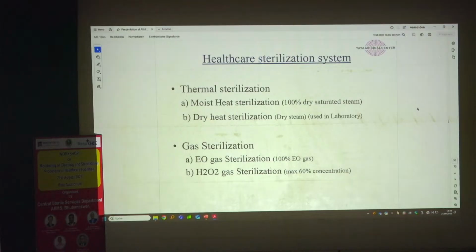Now, the healthcare sterilization system. There are basically two types of system: one is thermal, another one is gas. The thermal moist sterilizer is used in the CSSD. Dry heat is basically used in the laboratory. Gas sterilization, both ethylene oxide and hydrogen peroxide gas plasma, are used in the CSSD.